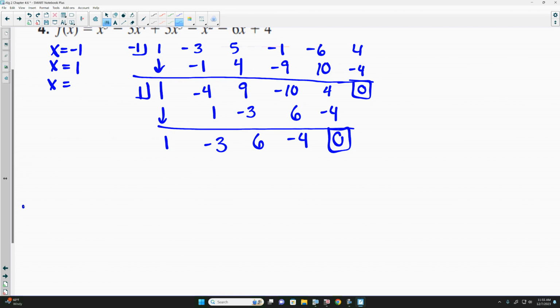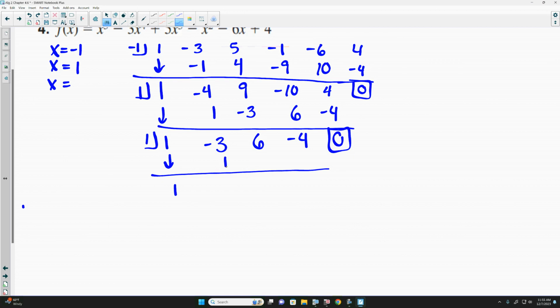Now it is possible to solve it from here, but we saw that one of these zeros is probably going to repeat, and that one is 1 because it came down, touched the x-axis, and went back up. So we can do this one more time.